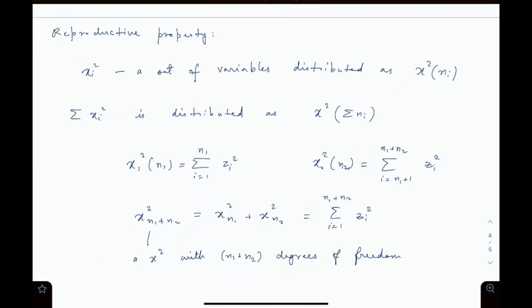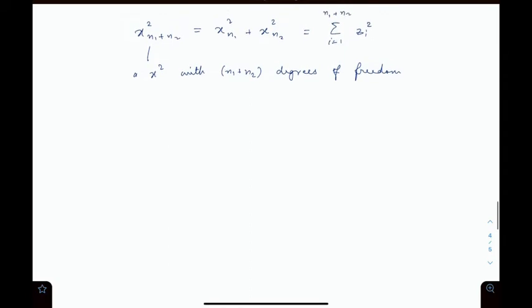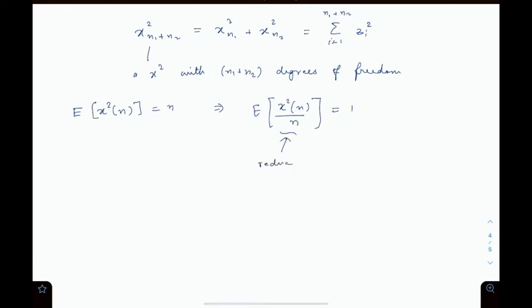The expectation of chi square n is n, and this implies that the expectation of chi square n by n is 1. Now this quantity chi square n by n is known as reduced chi square.